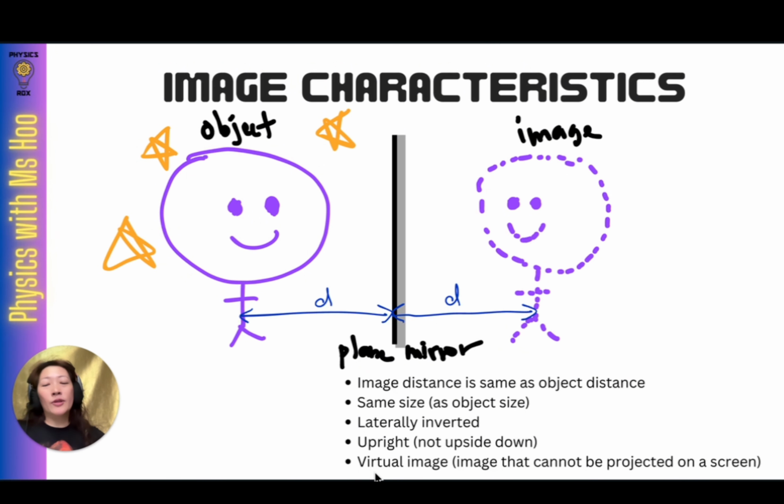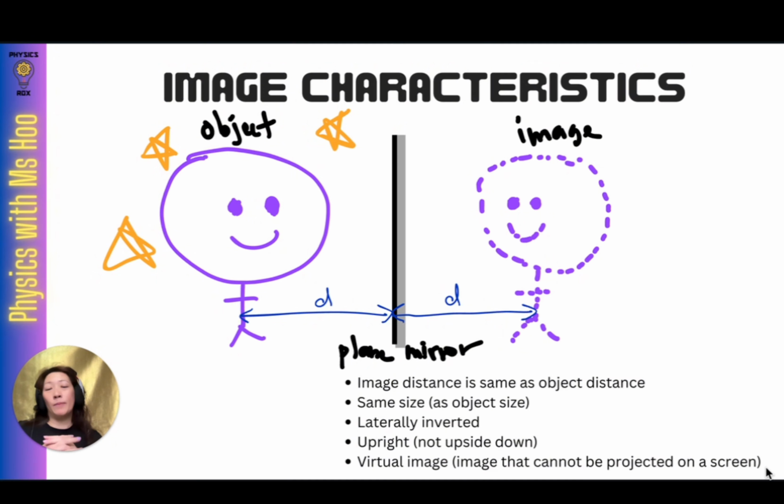The image is also a virtual image. It cannot be projected on a screen. What we mean by projected on a screen is like, if you can remember those film projectors where there's light shining, it shines the film onto the screen. That's what we mean when we say the image can be projected on a screen. Those kinds of images are known as real images.